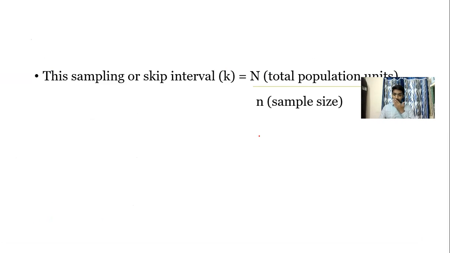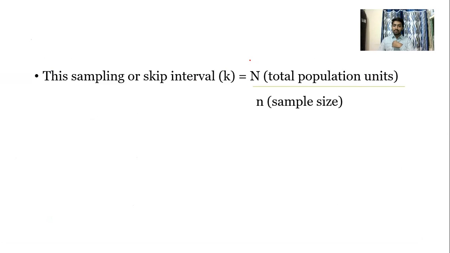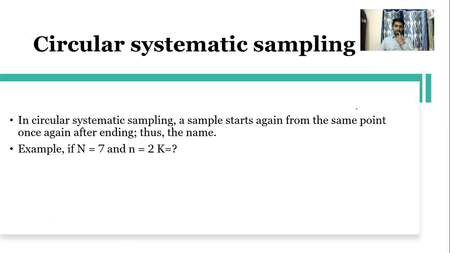So here is an example for it. As I said, this was the formula. N is the total population units, n is the sample size. We are going to calculate based on this. So we have circular systematic sampling. Guys, this is very, very important and this has some unique characteristics. So listen to me very carefully for this part.